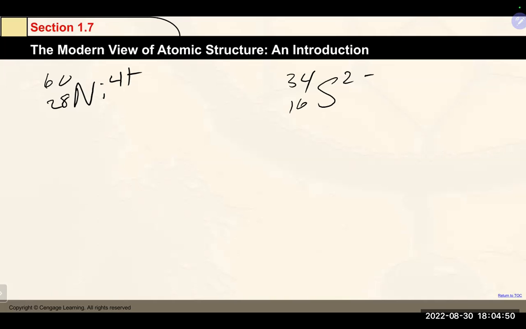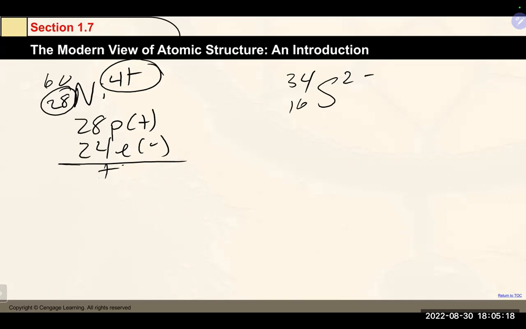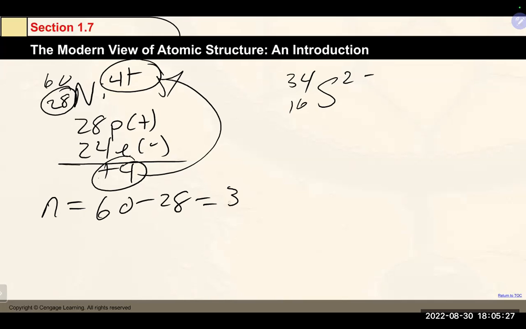Okay, let's take a look here. First one, we got nickel with the +4 charge. We will use our atomic number, which, if it was not given to us, we could go to the periodic table to find. In this case, it has 28 protons. It has a +4 charge, which means it has lost 4 electrons from the neutral guy, which would also have 28 electrons. If we take 4 away from those, we end up with 24 electrons, giving us that +4 charge left over. And in terms of our neutrons, we take our mass number minus our atomic number, and that looks like 32.